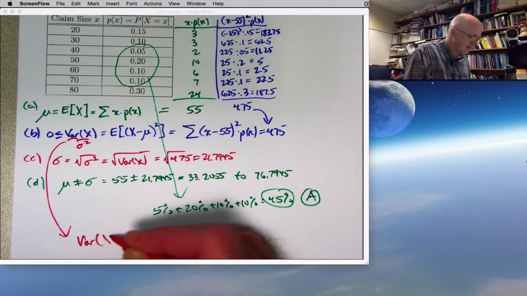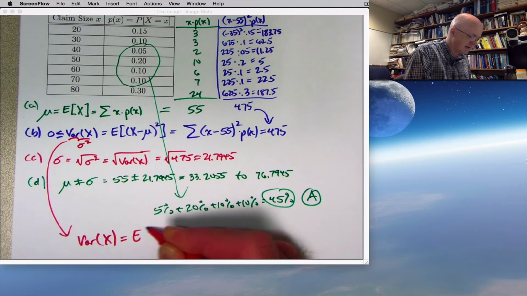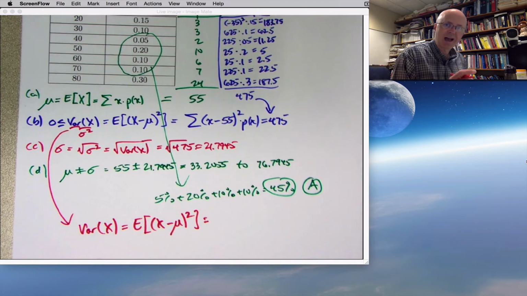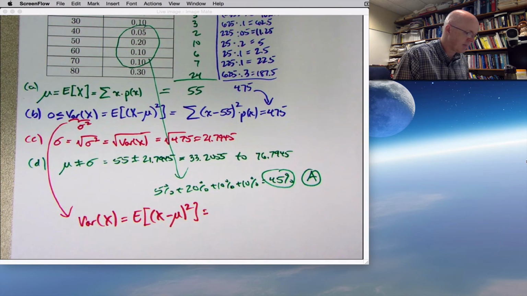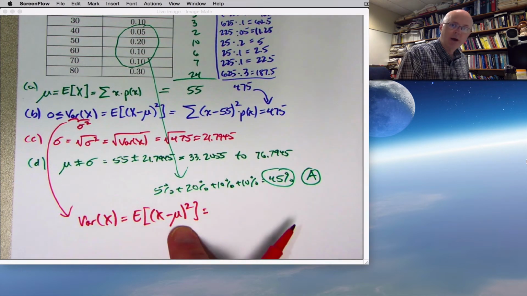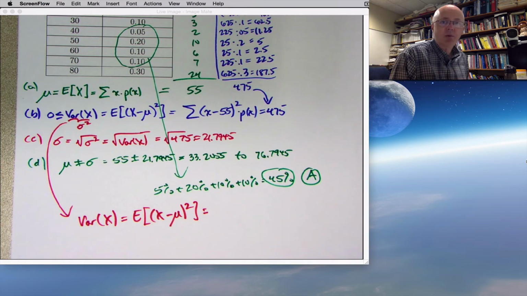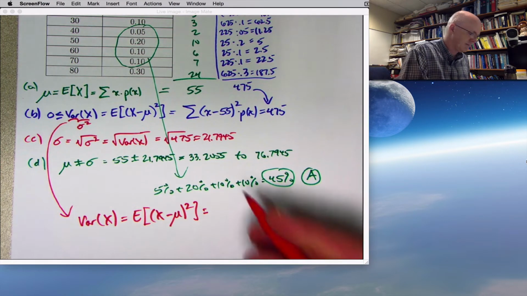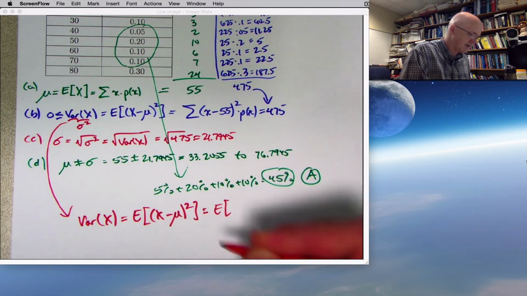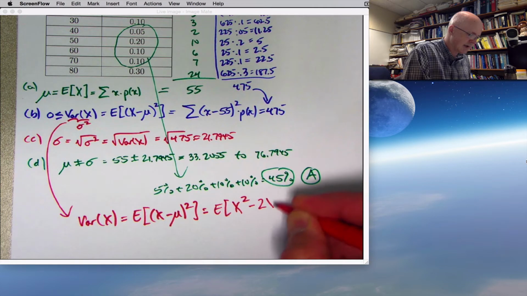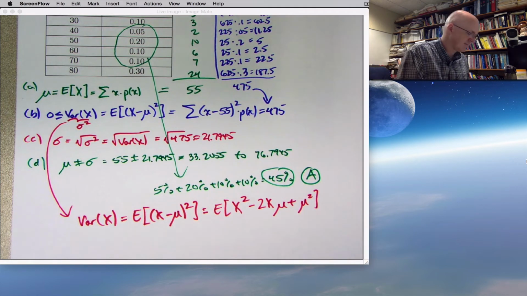So again, the variance of X by definition is the expected value of (X minus mu) squared. In fact, what I'm about to do right now is probably the most important thing here. What we want to do is rewrite this expression using really important properties of expectation. First of all, go ahead and square this. (X minus mu) squared is going to be X squared minus 2X mu plus mu squared. What can we do with this?